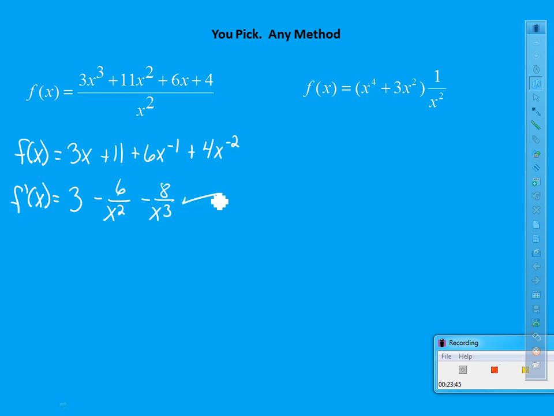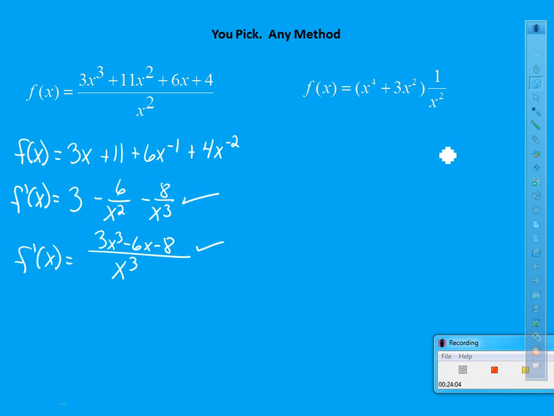Then I'm all done. Don't panic if you look in the back of the book and your answer is a little bit different. If I were to get a common denominator, this would be my answer: 3x cubed minus 6x minus 8, all over x cubed. These are the same answer. Okay? So don't panic on it.